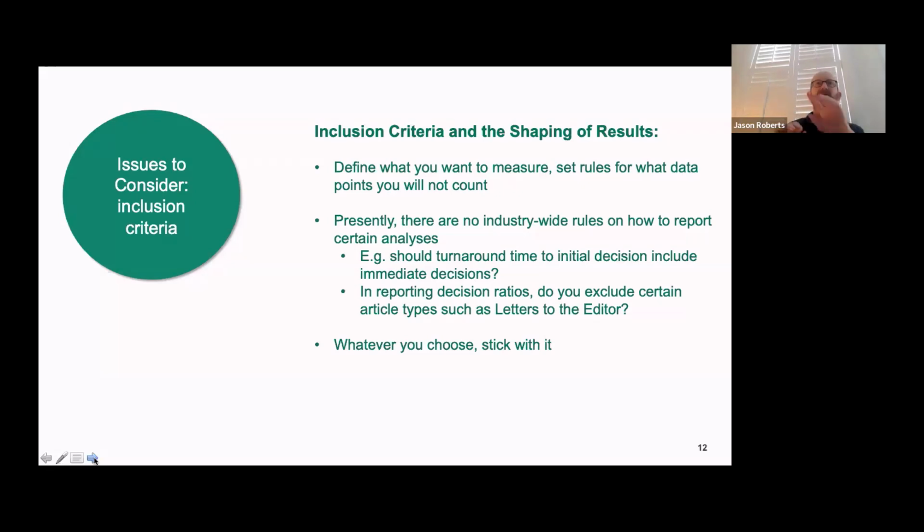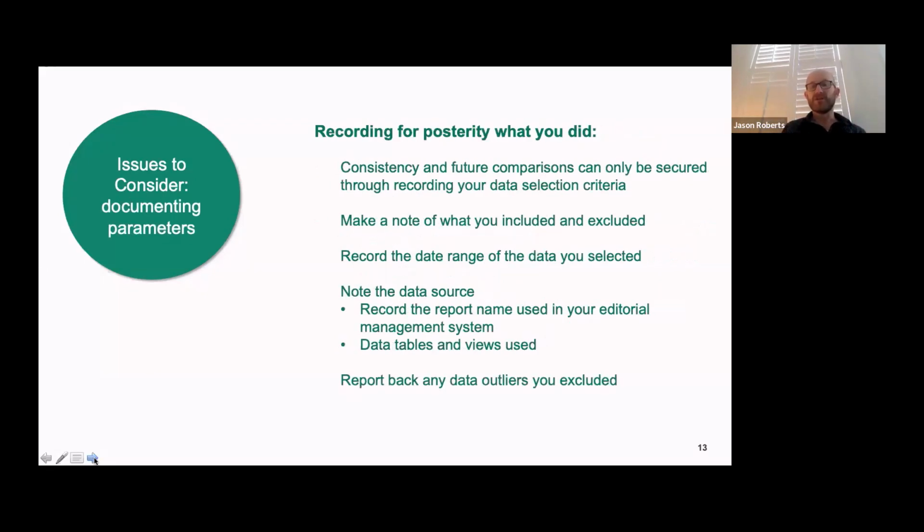So with turnaround times, obviously immediate decisions, you might want to exclude. But then you maybe also want to exclude certain article types as well, because perhaps letters to the editor behave very differently than, say, a systematic review that's going through your peer review system. So, again, there's no definitive answer to what you do. Just be consistent in what you do. Decide on what it is you're going to do, and then be consistent, and then document it for posterity.